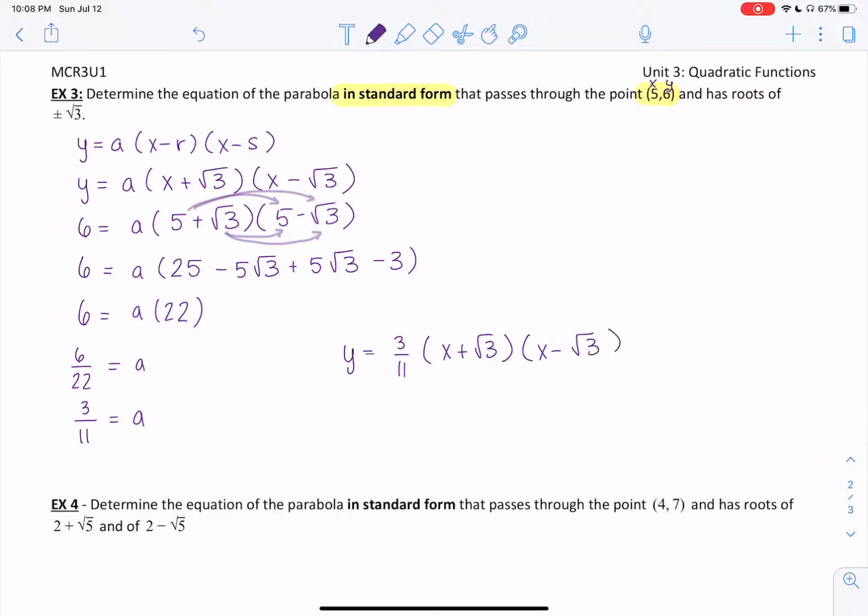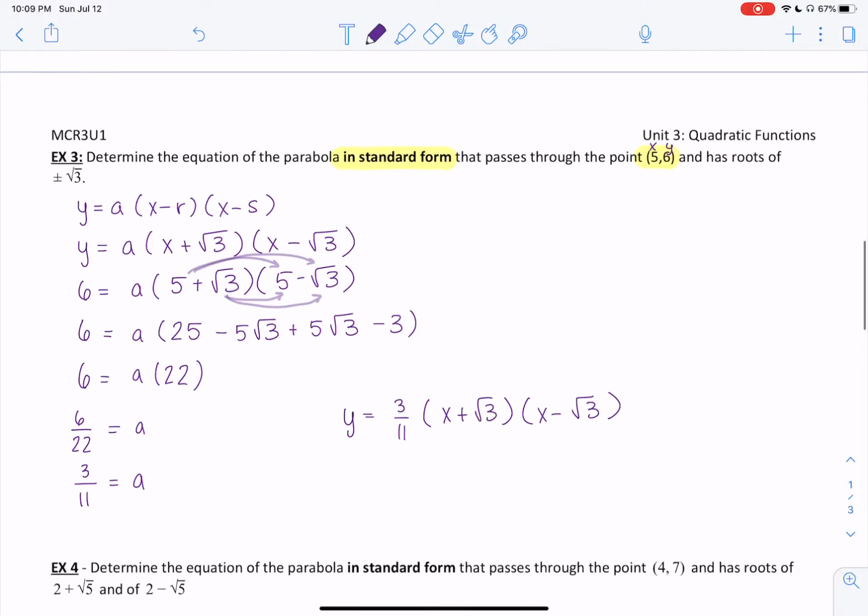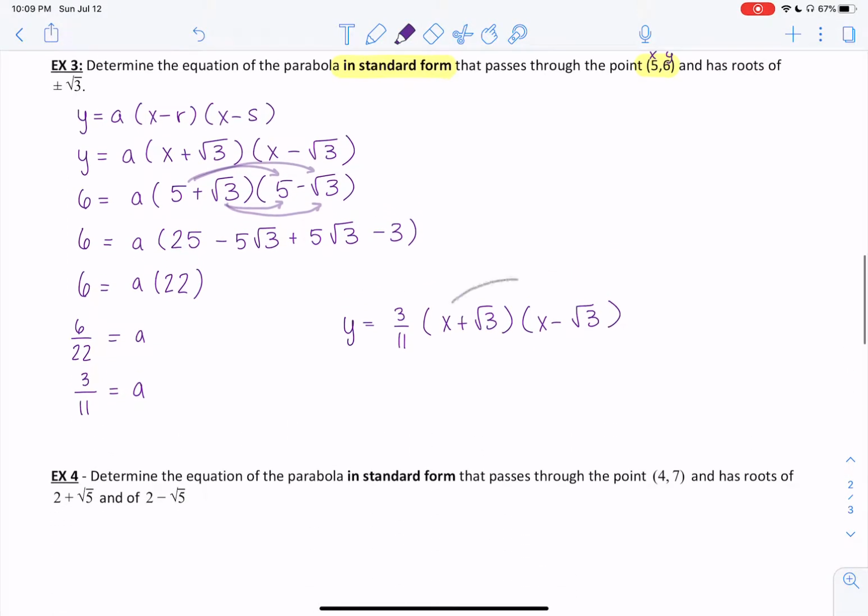And that's our final answer. Now, the last piece is that we need to put it in standard form. So how do I get it in standard form? I just multiply it out. So we're going to use our distributive property again, like this.